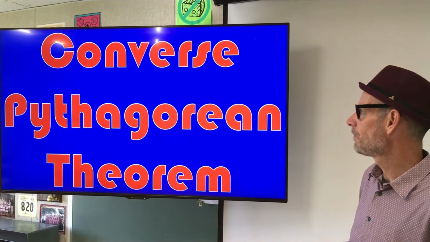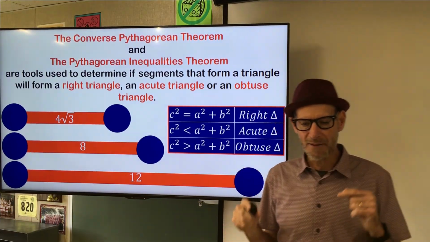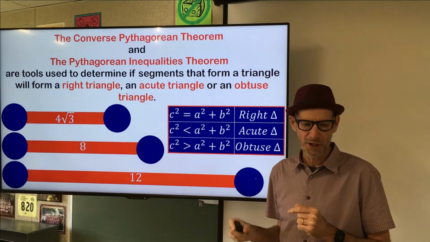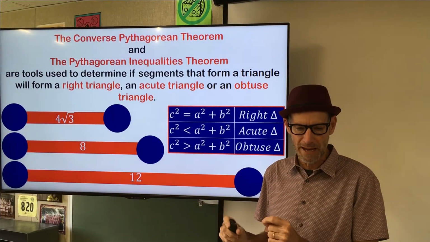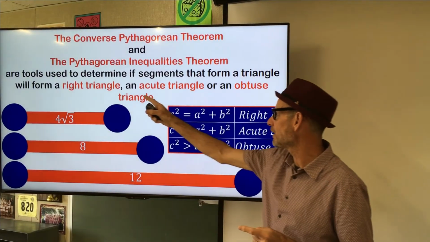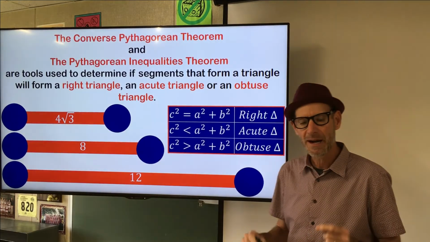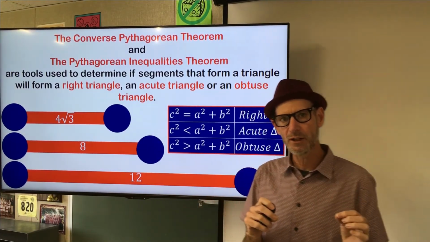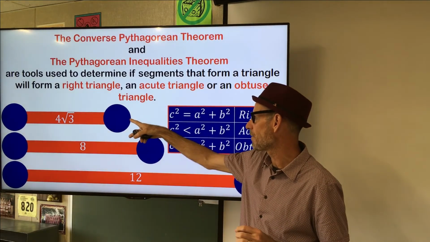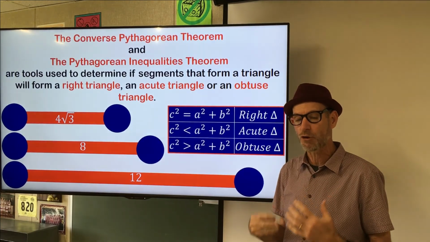Now we're going to take a look at the converse Pythagorean theorem. The converse Pythagorean theorem and the Pythagorean inequality theorem are tools used to determine if the segments that form a triangle will form a right triangle, an acute triangle, or an obtuse triangle. And remember, not every 3 segments can form a triangle. We already learned that the 2 shorter segments have to add up to more than the longer segment in order to form a triangle at all.